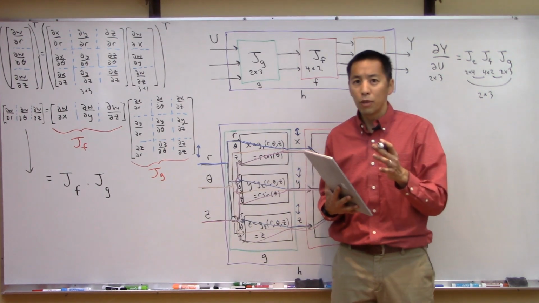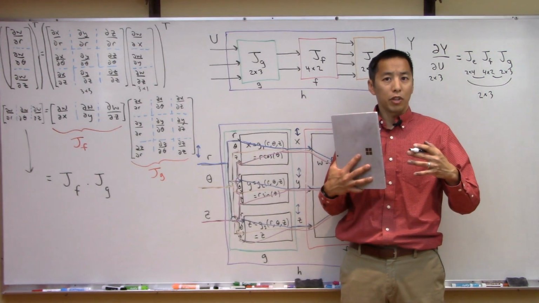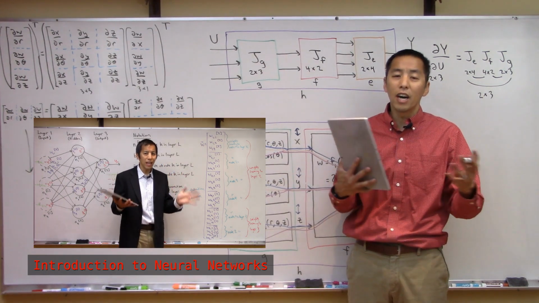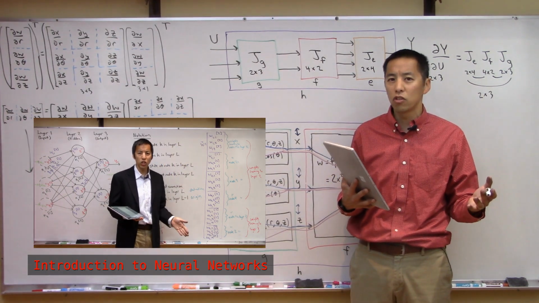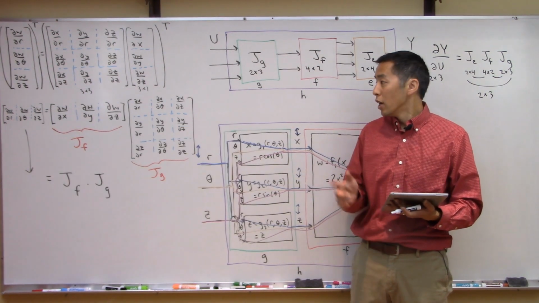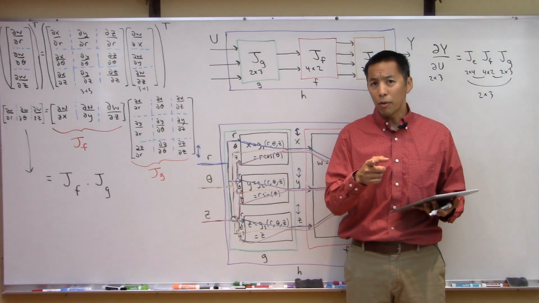This is the building block of things like neural networks and the backpropagation algorithm in neural networks. There's a ton of other applications where you're going to see this chain rule pop up in a lot of different engineering applications. With that being said, I think this is probably a great spot to leave it.